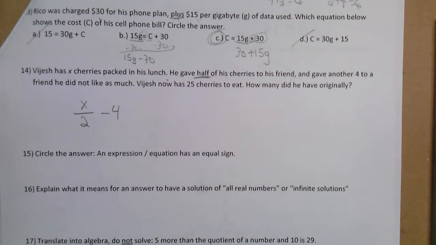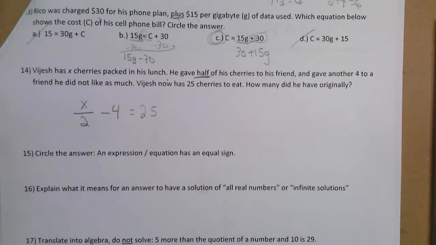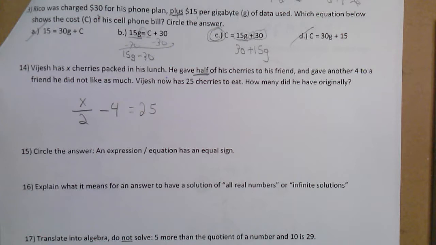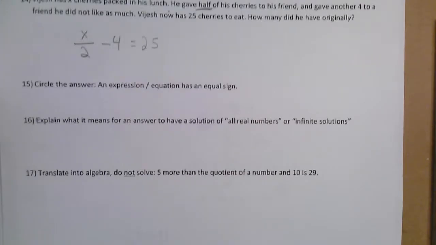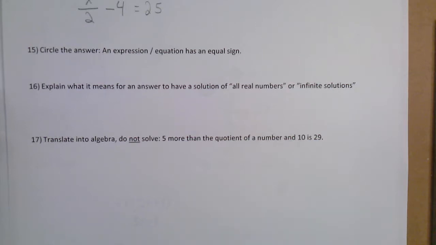And then it says his total amount at this point is 25 cherries. And then solve. Down below, 16 is just one that you should think about, if you want to write it down, if you want to verbalize it, however you want to answer 16. Yes, I skipped 15, but I think you can figure that one out.